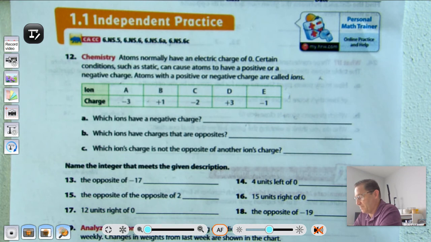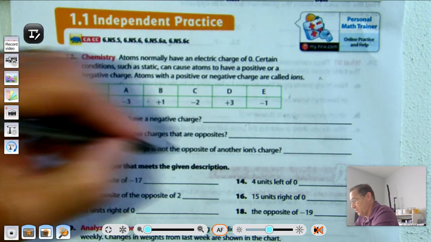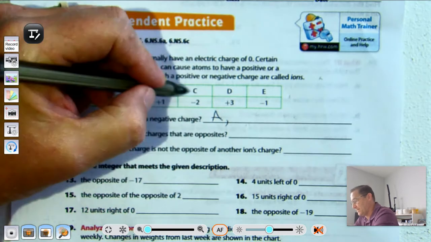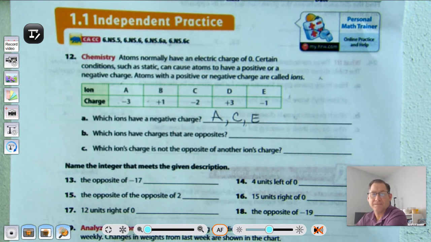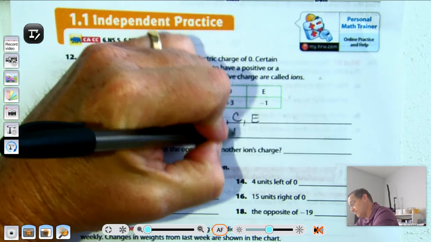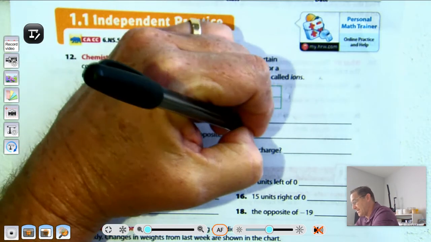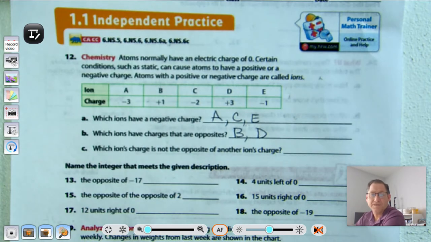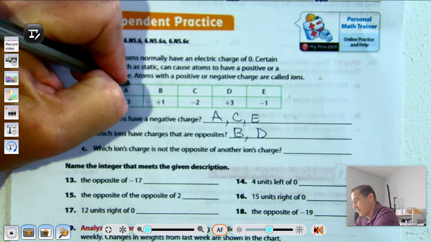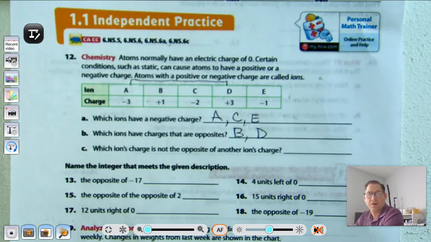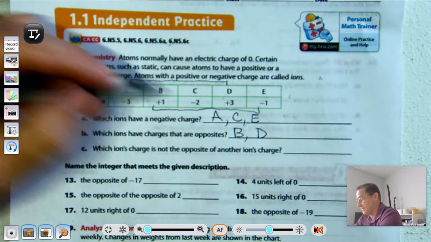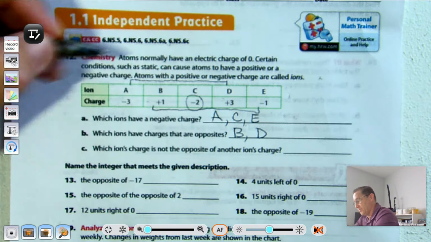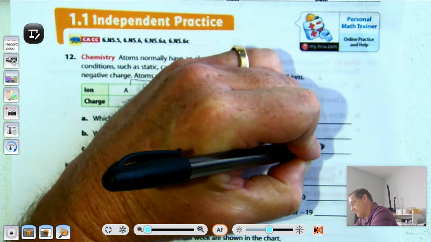So which ions have a negative charge? Well, A does, C does, and E. Which ions have charges that are positives? Okay, well, B and D. Which ion's charge is not the opposite of another ion's charge? All right, well, let's see. Negative 3 and 3 are opposites. 1 and negative 1 are opposites. So negative 2 doesn't have an opposite. So ion C.